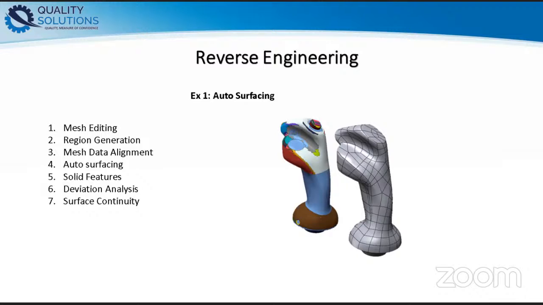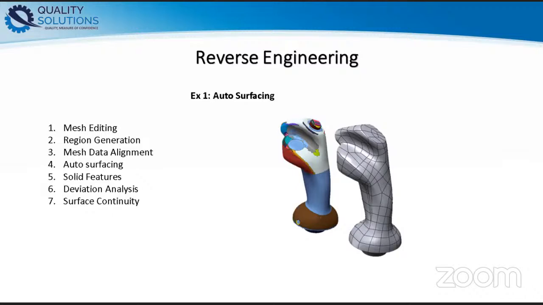In this example, we will go through mesh editing: how we can edit the mesh, modify it, and enhance it. We will also talk about how to create regions. The software has the capability to analyze the mesh data and find where the primitive shapes are, such as planes and surfaces, some cylindrical shapes, and some conical shapes as well.